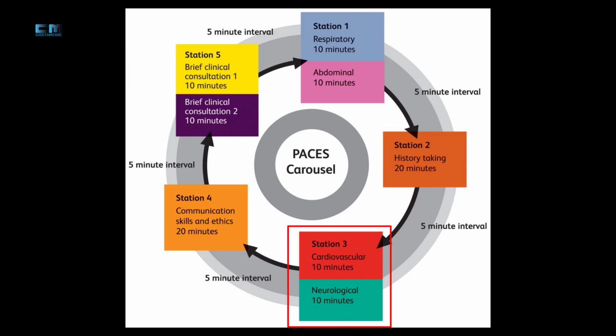Station 3. Station 1 and 3 are similar in structure. In station 3, you will get 1 cardiology case and 1 neurology case. The total duration of each case is again 10 minutes, 6 minutes for the full system examination and 4 minutes for presenting the case, mentioning the list of differentials and defending the examiner's questions.